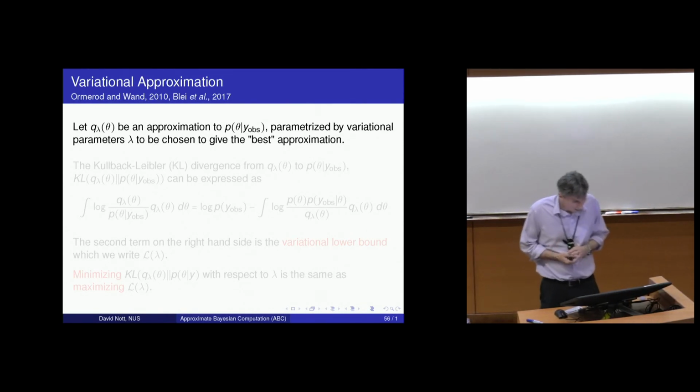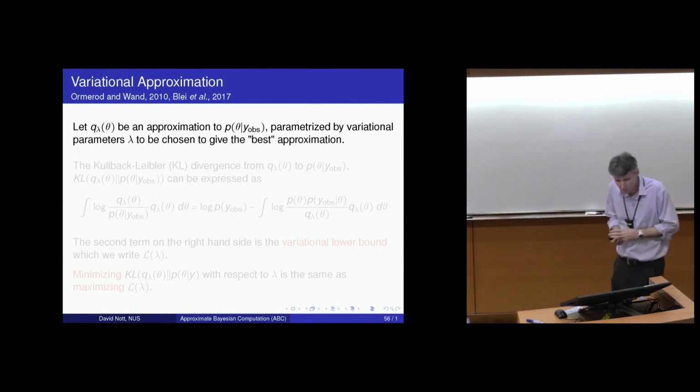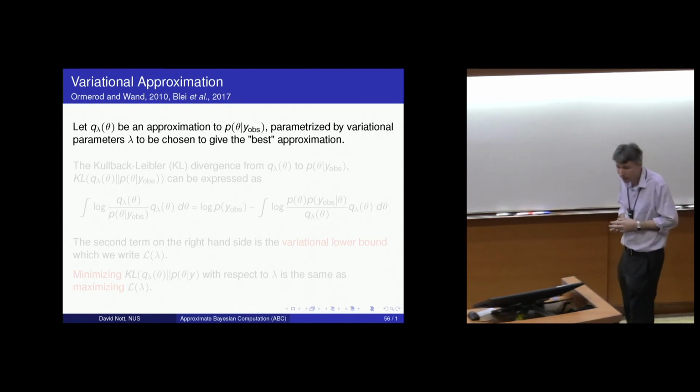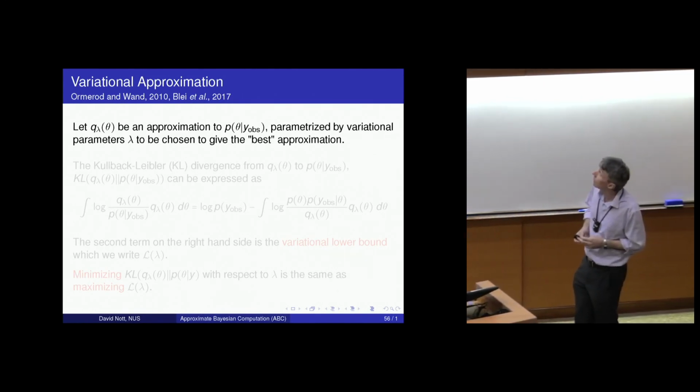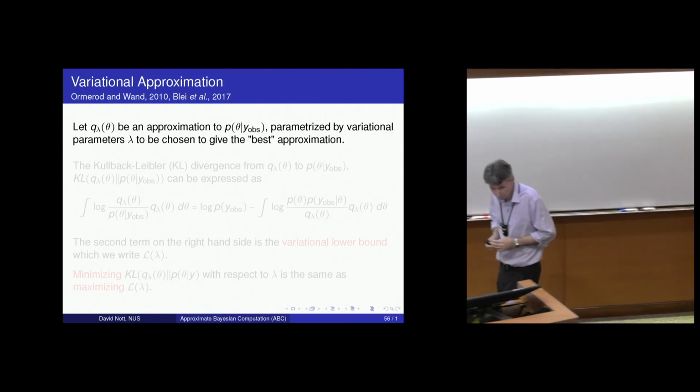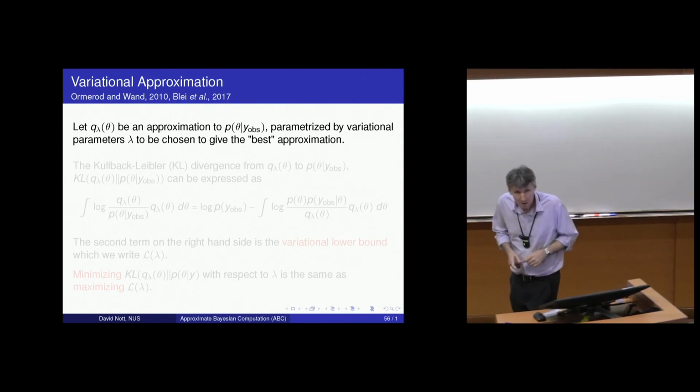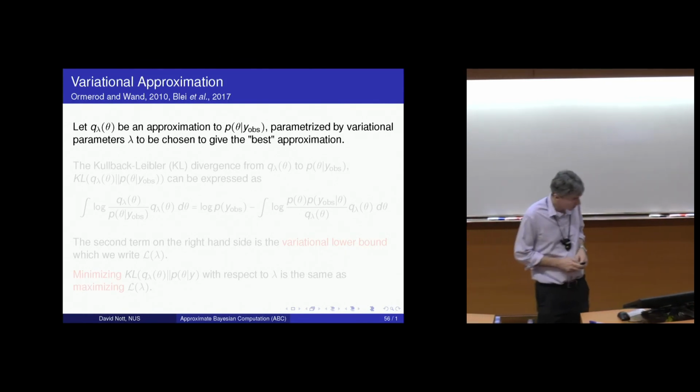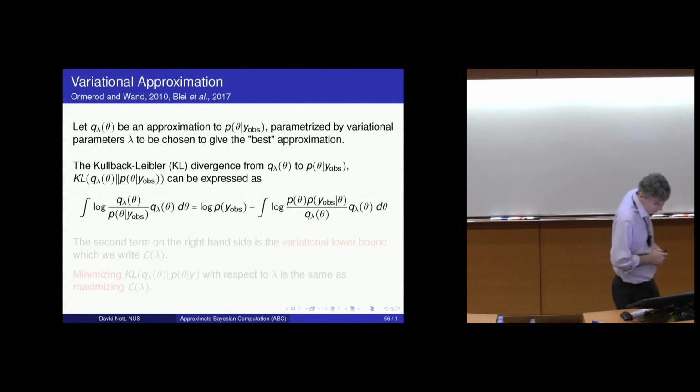And I think it's fair to say that there's a lot of recent activity in the machine learning community about devising methods for likelihood-free inference, mostly based on variational kinds of methods, but not always.